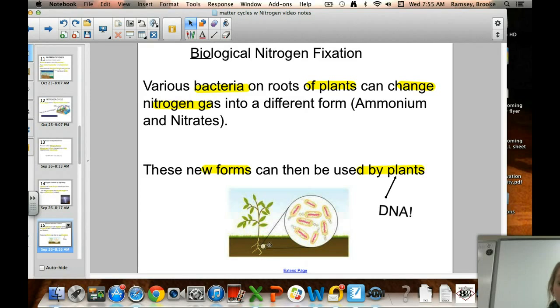So if you think about this, this is how we can get our nitrogen. Once it's in the atmosphere, the beans can fix it under the ground, and therefore that nitrogen is fixed where we can eat the plant and therefore get the nitrogen. That's how we can get it into our DNA.